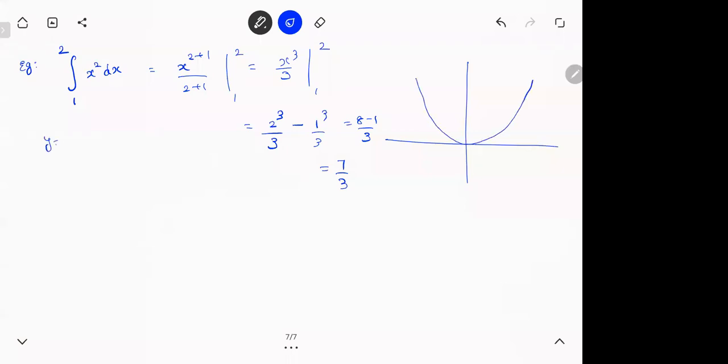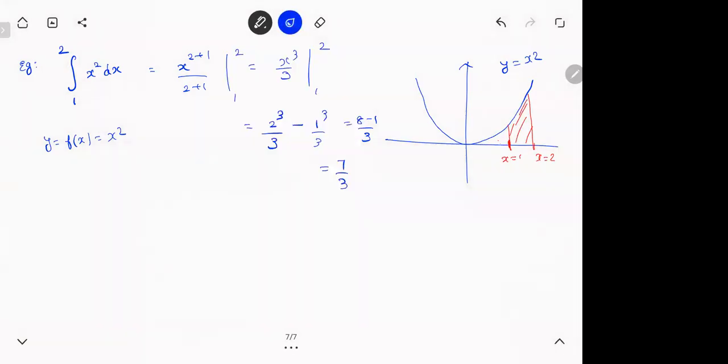Here y is f of x square. So this is a parabola, y is equal to x square. And you are asking the limits from 1 to 2, meaning this is 1. This is 2. You calculated this area, 7 by 3 that is.